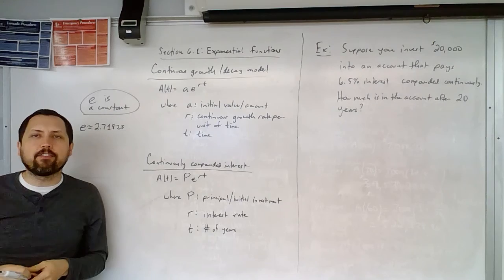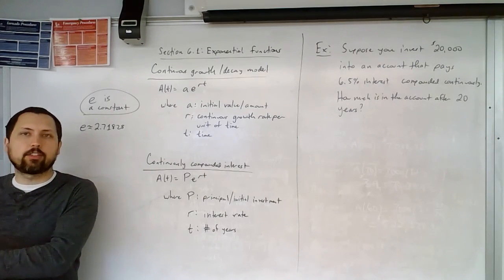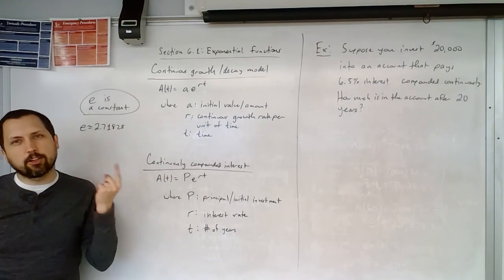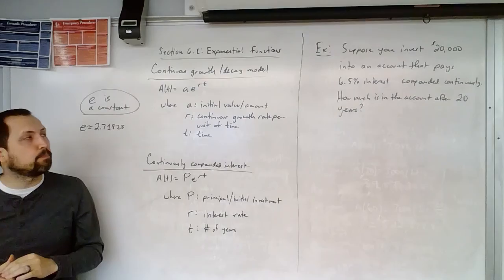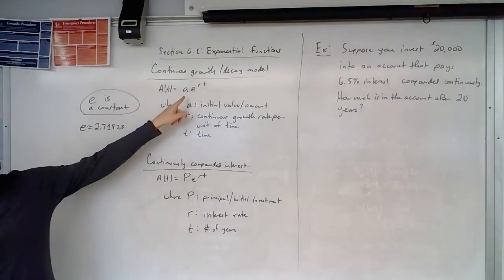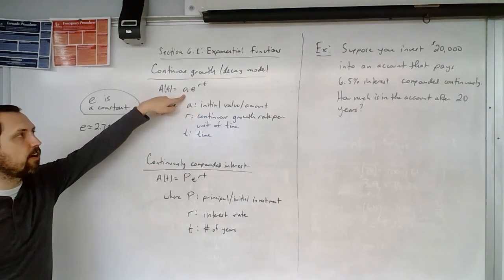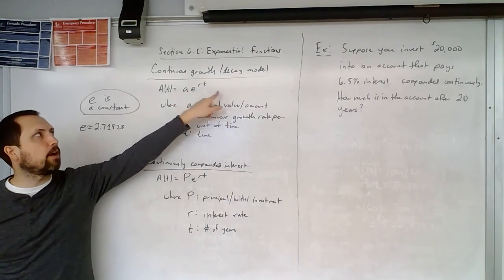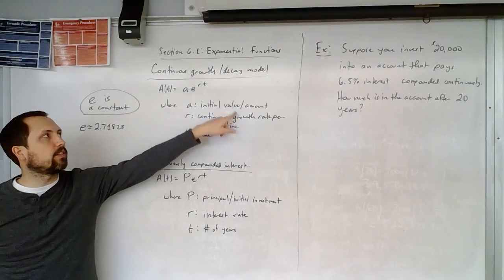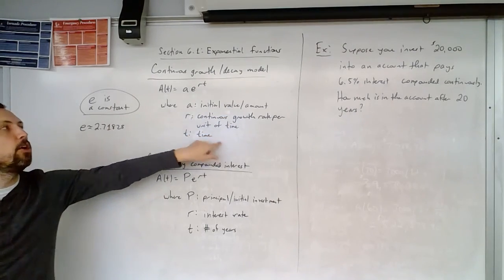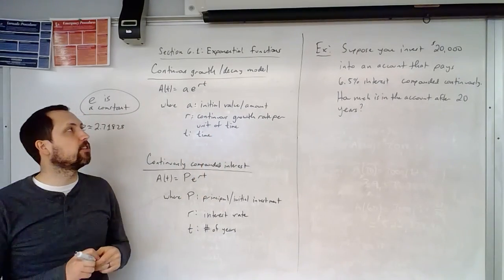It's somewhat like pi. If you think about the number pi, it's 3.1415926, and so on and so forth. So e is similar to that. It's just a letter that corresponds to some number. This is now my base. My base is e, but then there's A in front, which is the initial value or amount. R is the continuous growth rate per unit of time, and t is our time.